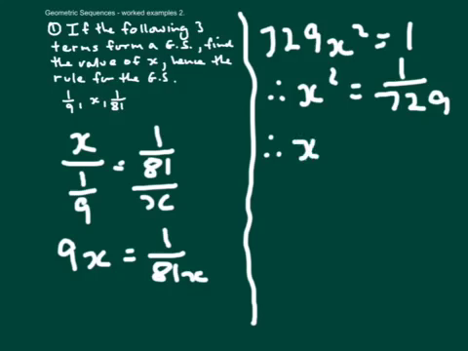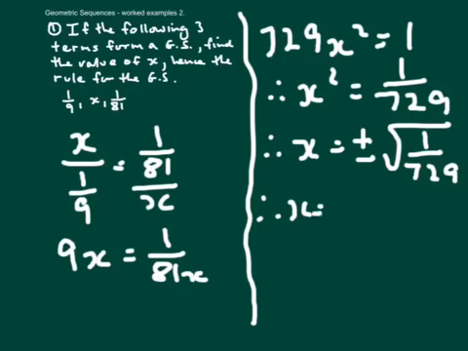But what you've got to be careful of is this, that when you take the square root of both sides, there's a positive and negative possibility. And yeah, you've just got to be careful about that when you take the square roots. So what we're saying, therefore, is that x could equal either positive or negative. The square root of 1 over 729 simplifies to this. Okay, so the second term in our series, back here, could equal either 1 over 27 or negative 1 over 27.